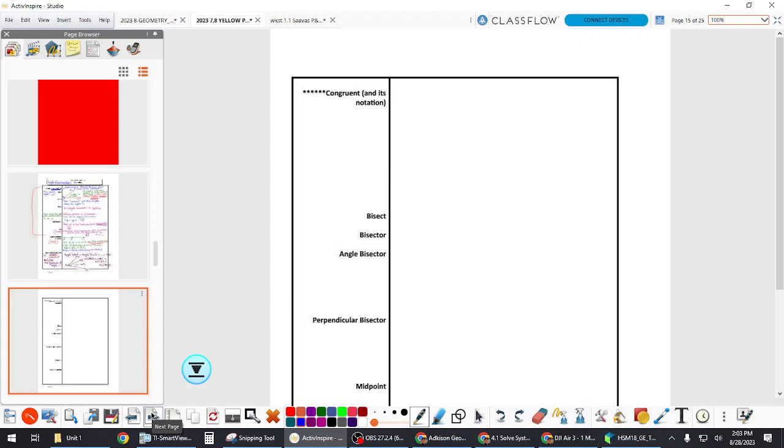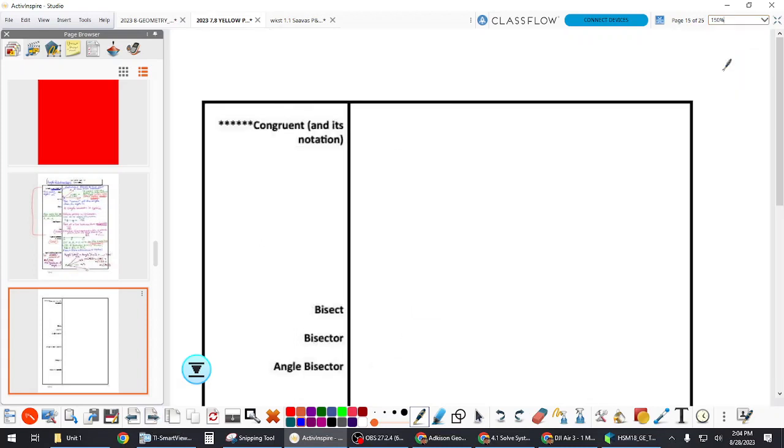So right at the top, congruent. Lots of stars. That's because congruent and focusing on what that means and how to prove it is going to be a big focus for us. Okay? So the things you're about to talk about and write down in your notes are really important. Make sure you're really focused. We're also going to learn about the notation. So here's the definition.